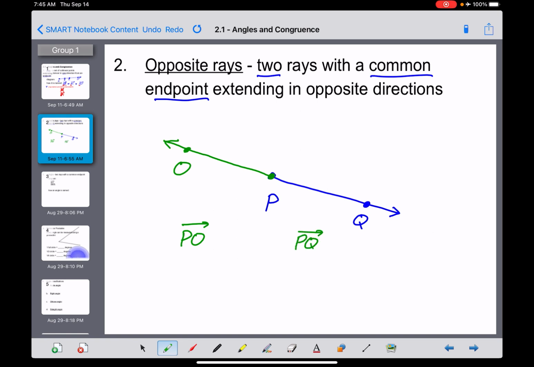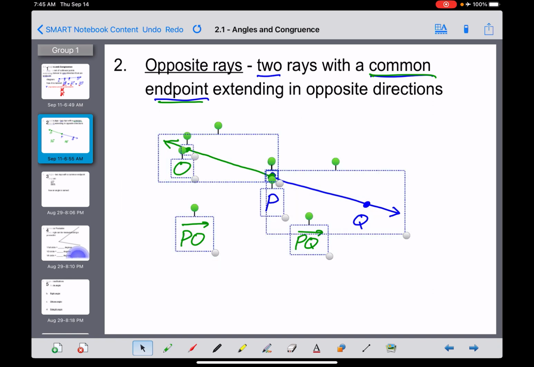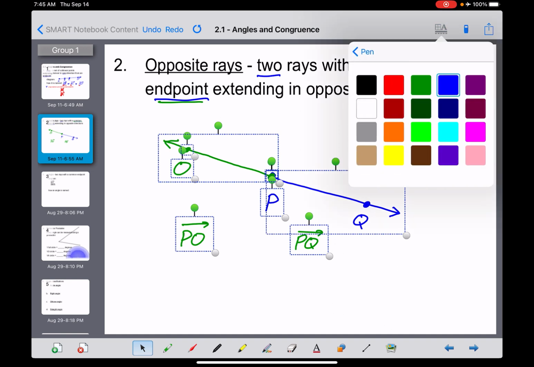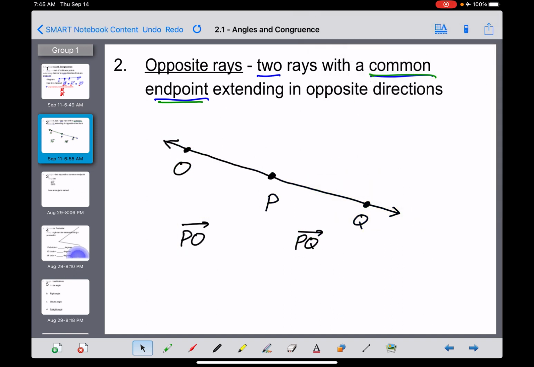Now those 2 rays, they have a common endpoint, and they extend in completely opposite directions. But of course you'll notice, as I'm sure some of you guys have as well, that if I were to just change the color maybe of everything that we have right here, and if I were to make all of that black, let's say, this doesn't really look like 2 different rays anymore. What it looks like is a line that goes maybe from O to Q.